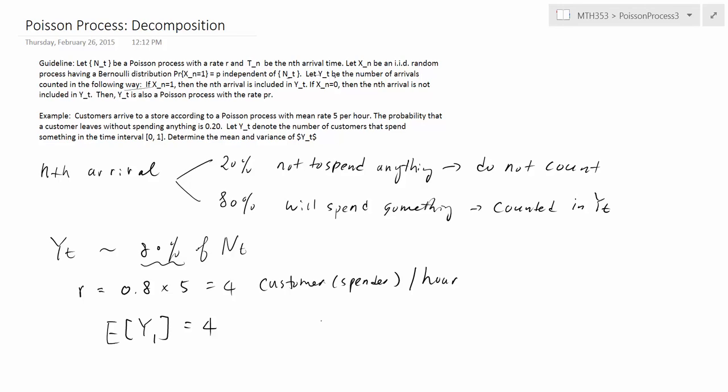Let's remember that the variance of the Poisson distribution is also lambda. So it's the same thing, it's also the lambda there. So again, it's going to be 4.